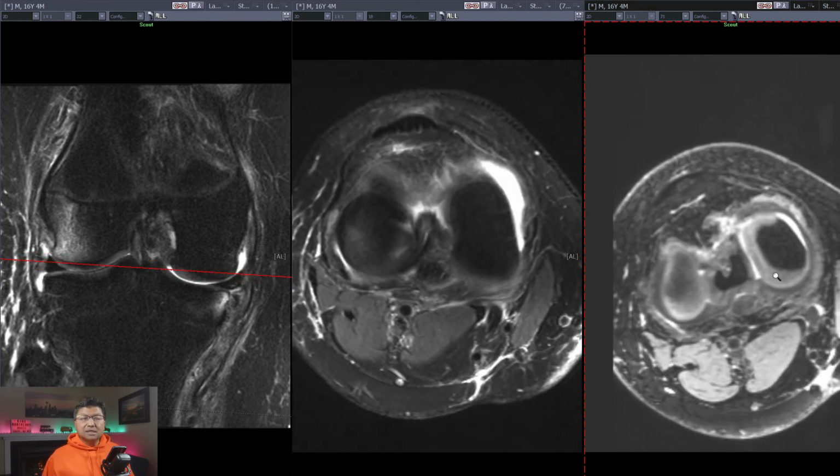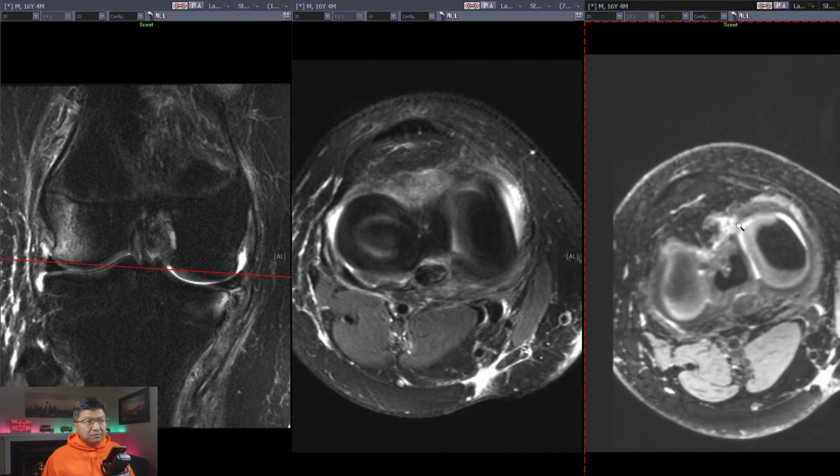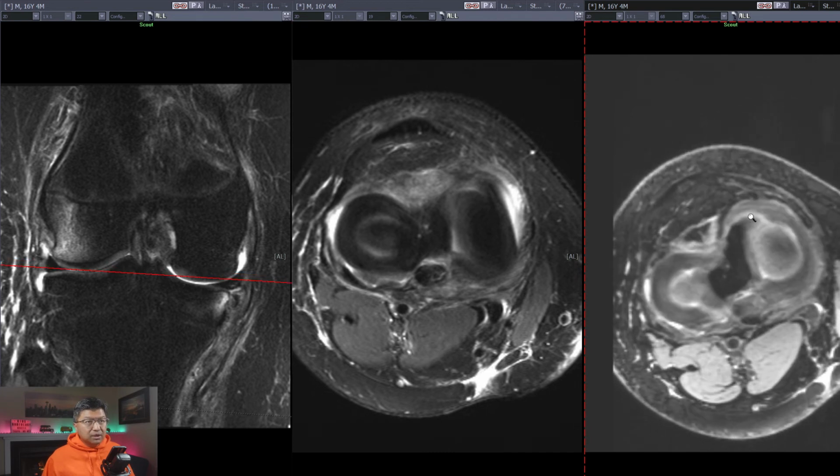Now let's go to the side of abnormality, which is the medial side. Here's the body, anterior horn, anterior root. You can see it comes down pretty nicely. You can follow it pretty well.